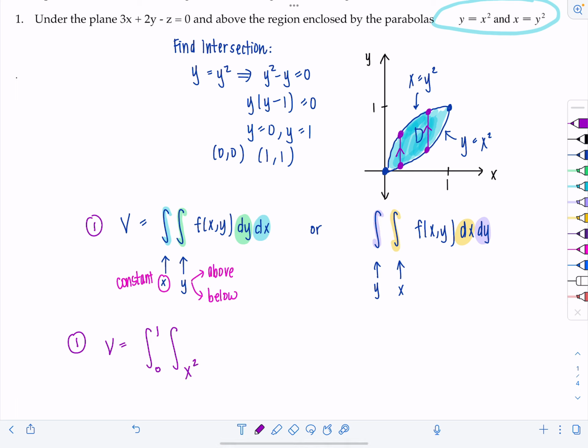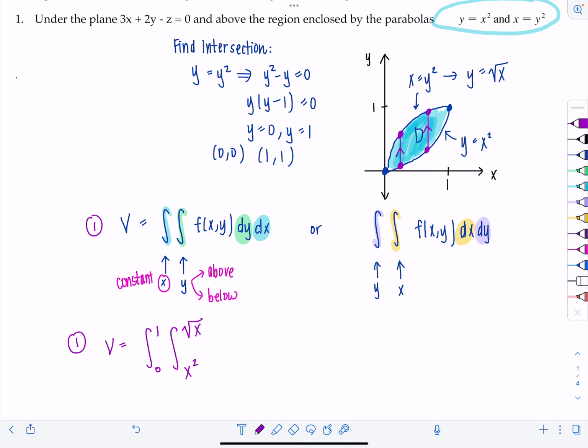Okay, x squared. Now, what about the upper limit? This needs to be given, this upper limit, in terms of x, right? So we have x equals y squared. That means y is equal to plus or minus rad x. Since we're in quadrant 1, I'm just going to use positive rad x. So that goes up here.